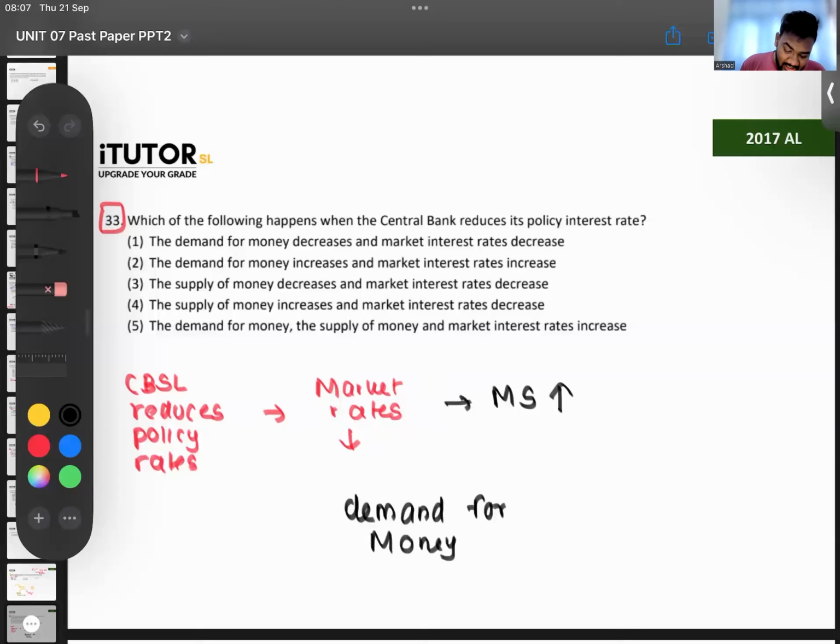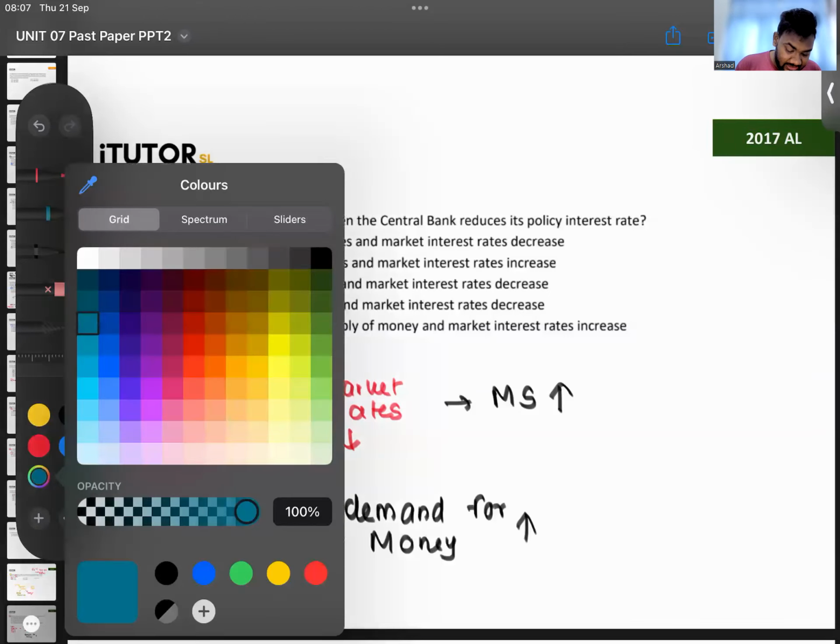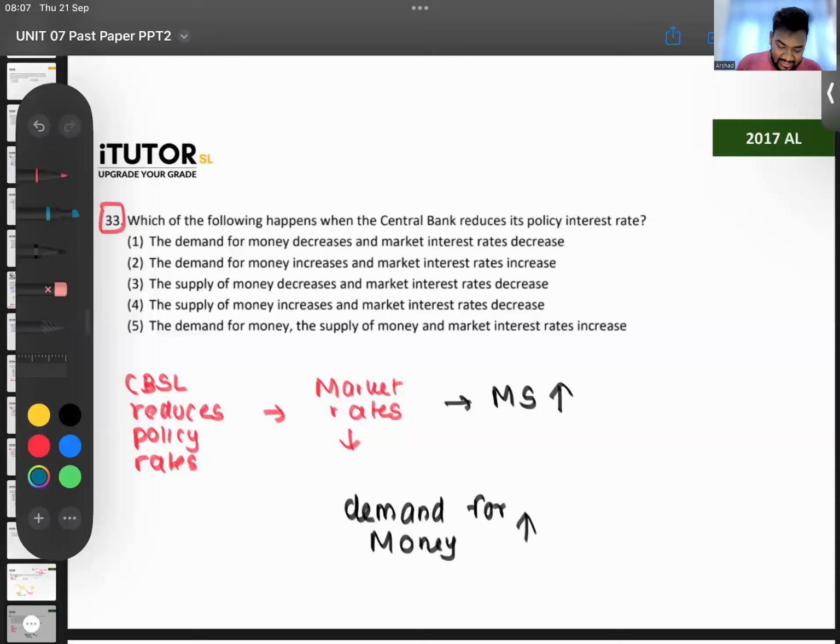We'll see if this is how they are arguing this question. We'll look at the options and see which one can be our answer. Number one, demand for money decreases. And we are saying increase. Demand for money increases. Okay. Market rates increase. Supply of money decreases. No. Supply of money increases. Market rates decrease. Okay, looks correct. Demand for money, supply of money, and market rates increase. No. Are both the answer? Can someone check the past paper? You can argue this in different ways.